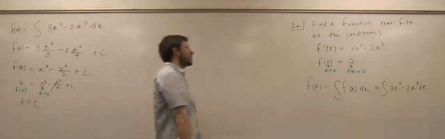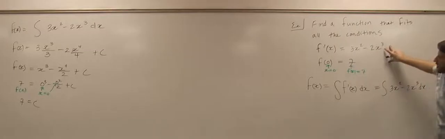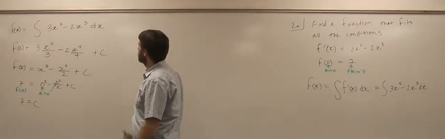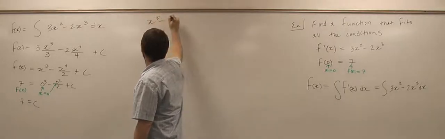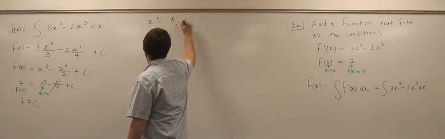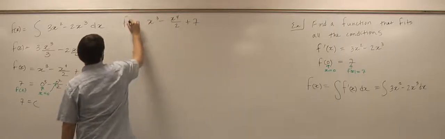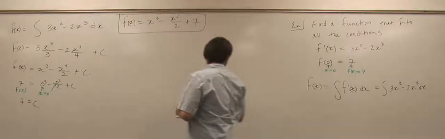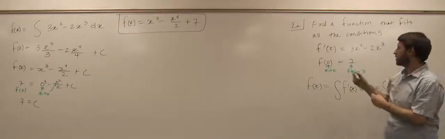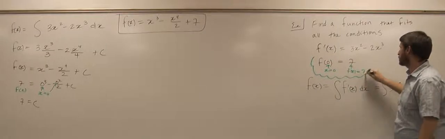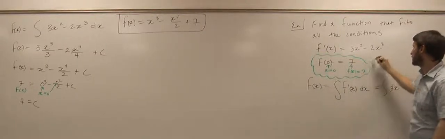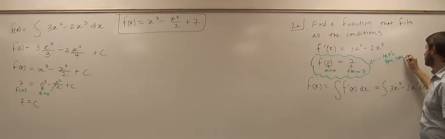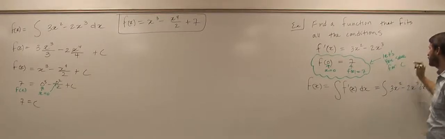So my answer to the question, find a function that fits these two conditions, what will my function be? x cubed minus x to the 4th over 2 plus 7. Okay, so there's my function. All this extra piece of information, this extra point, what this allows me to do is solve for c, the constant of integration.